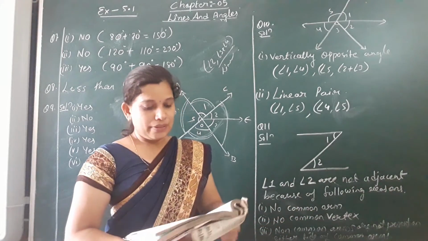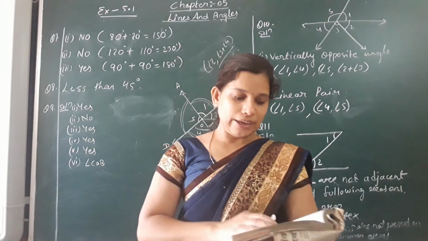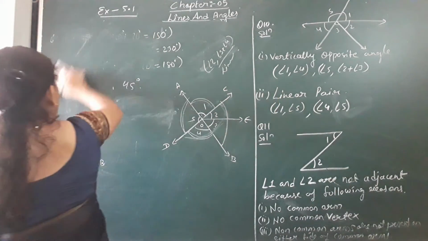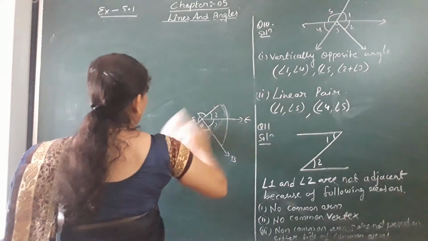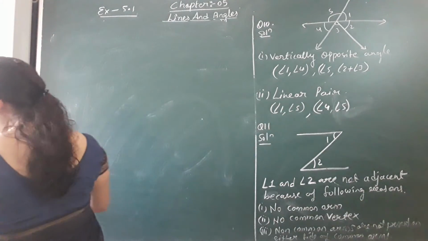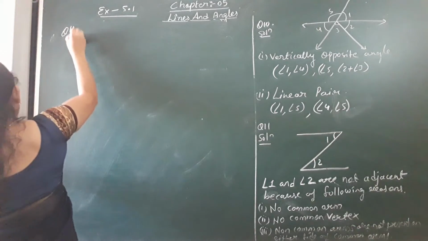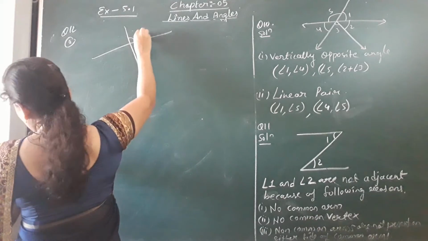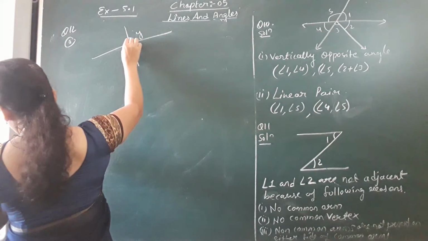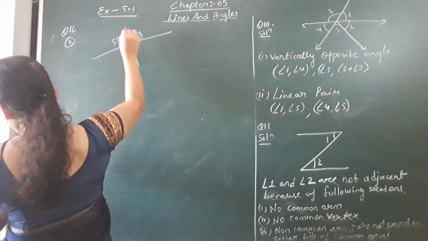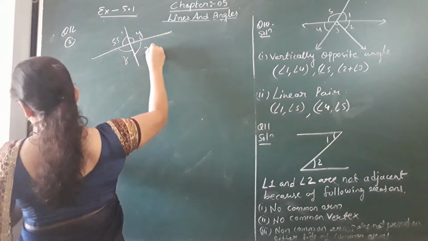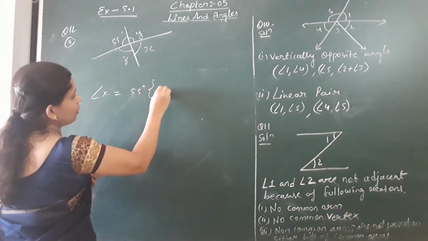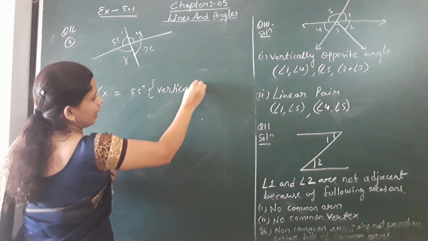Clear everyone? Now for the same, we are having question number 12. Okay, in question number 12, we are having a figure like this. The figure is being given. Here this one is y, then 55 degree, z and x degree we are having. So angle x will be equal to 55 degree. Why is it so? Because it is a vertically opposite angle.